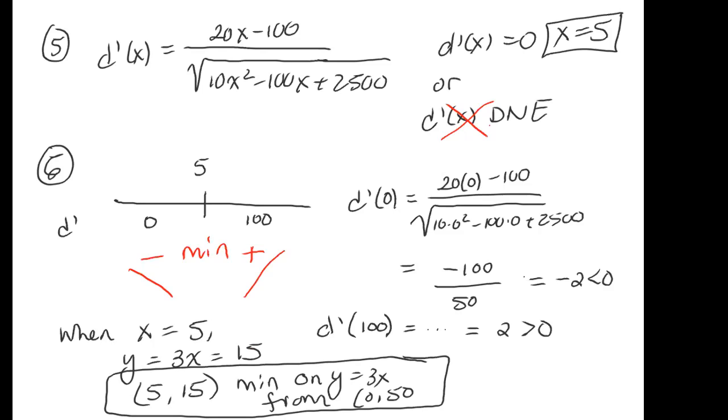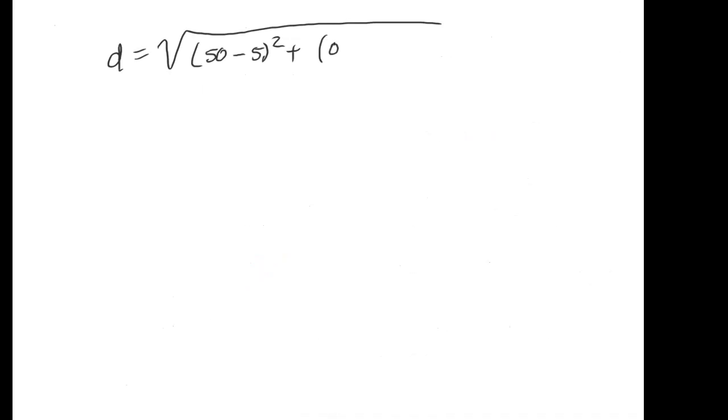If I want to find the distance between that point and 0, 50, then I can use the distance formula. Distance is equal to the square root of, what is it, 50 minus 5 squared plus 0 minus 15 squared is equal to whatever that number is. I'm not going to actually calculate it. I'm going to trust that you know how to do that. But if I know the coordinate of that minimum distance point, then I can certainly find the minimum distance. And I think we'll stop there.